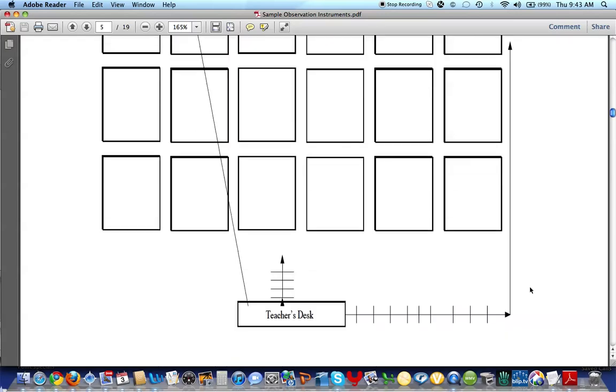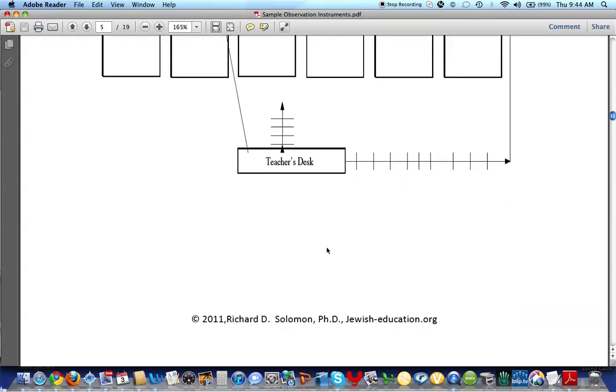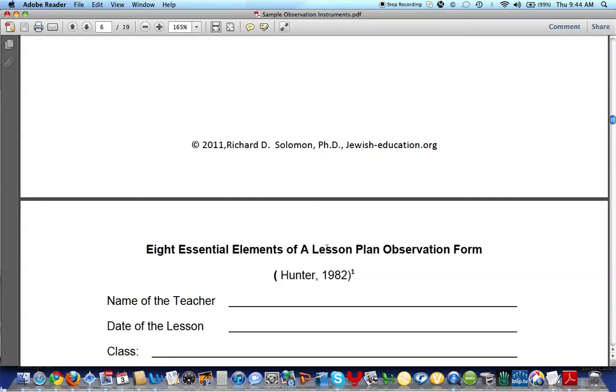So what we have is a way of mapping teacher movement in the classroom. This is helpful because sometimes teachers only sit at the desk or stand in front of the desk, and it's very important, in terms of behavioral control, to have the teacher move around and let students know that he or she is listening to them.